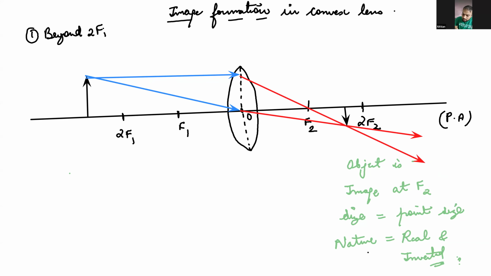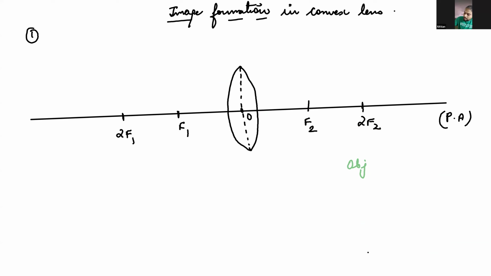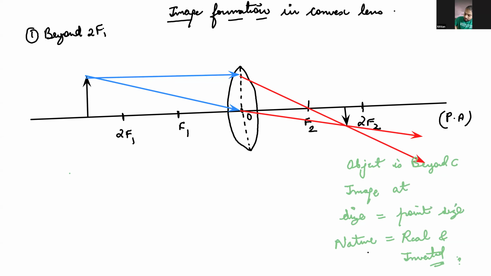So if the object is beyond 2F1, the image will form, anybody, please tell me, between F2 and 2F2. The size is diminished, and it is real and inverted.